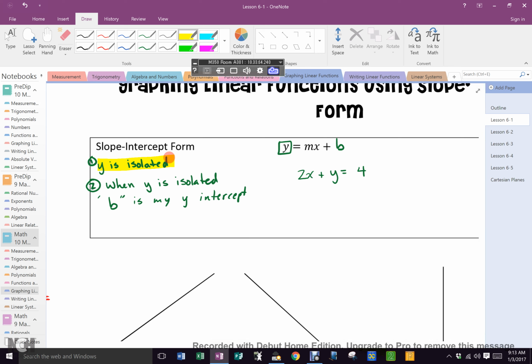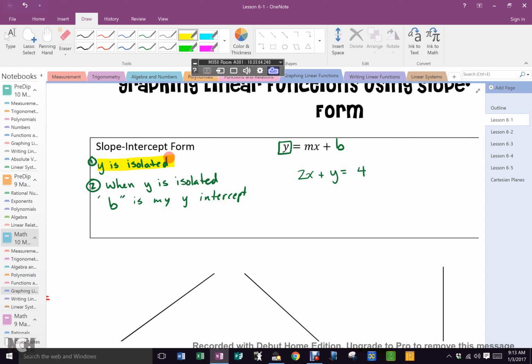Y isn't isolated yet, is it? Can I isolate y? What would isolate y? Divide. I want y to be alone. Think back to grade 6 when Mrs. Bad Crumble was teaching you algebra. What do you have to do to get y alone?